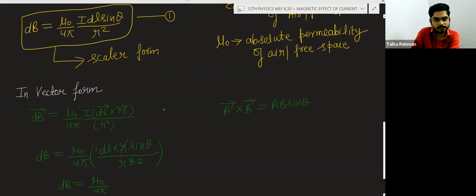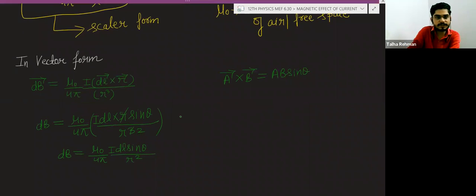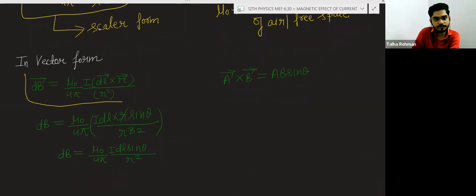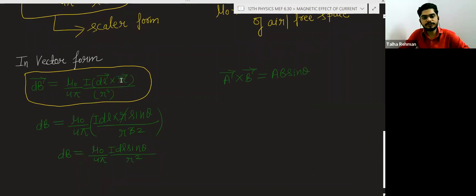And I is also there, so I dl sine theta divided by r square. So this form you have to remember. This is the vector form, and when you solve the question from this vector form, you will get the direction as well as the magnitude.